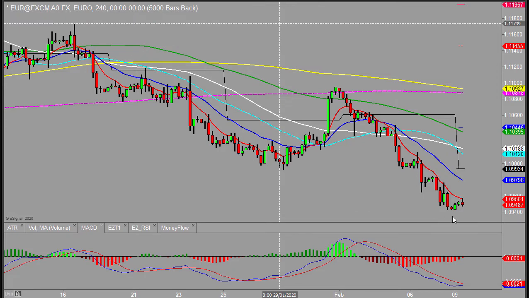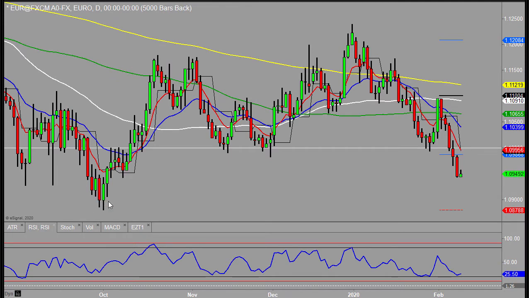a possibility, but it looks like it could be back on for that 109 area, which was the absolute lows, pretty near these lows that we saw back here. So it's the next key level to be watching for.